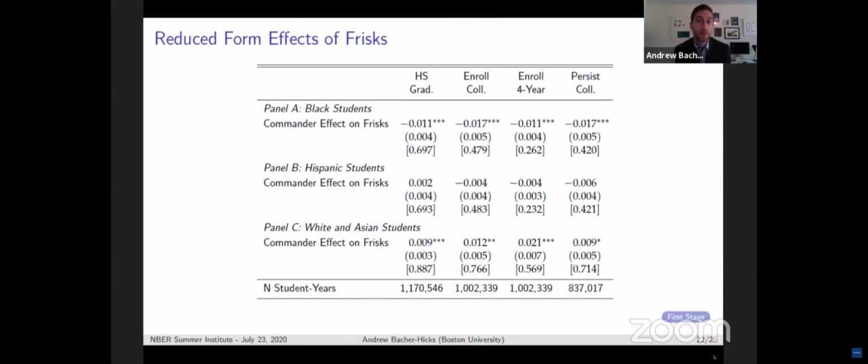And here again, we see very much the same results, although the interpretation is a little bit difficult. I can talk about this more in the question and answer if you want, but this is a 1 standard deviation increase in the commander effect on frisks, which is about 500 additional frisks over the course of middle school. But again, largely we see differences by race here, negative effects for Black students and evidence of positive effects for white and Asian students.